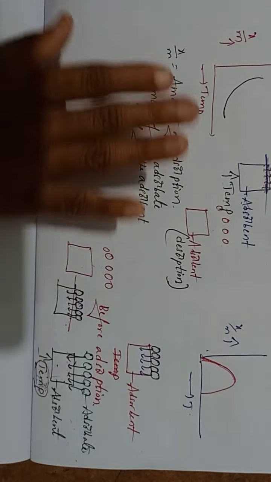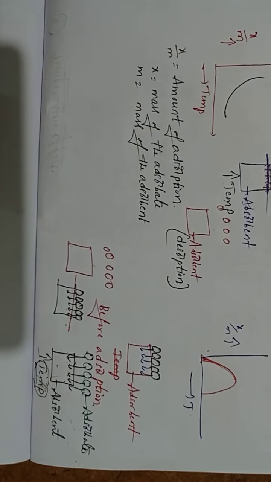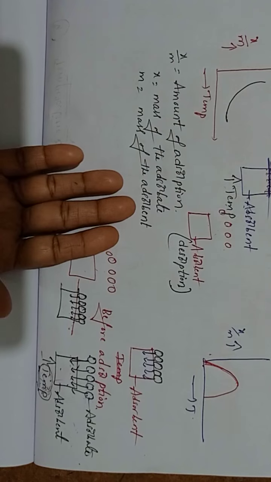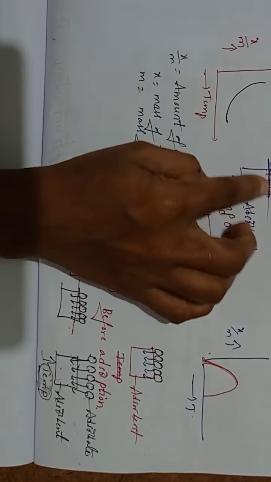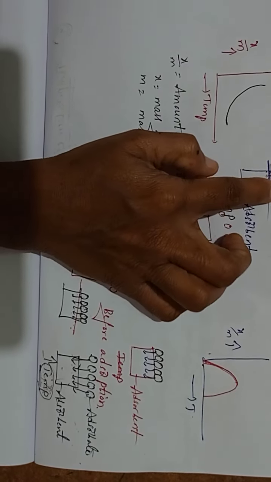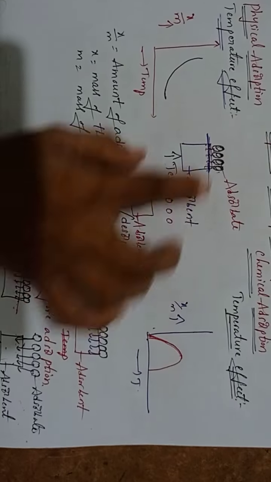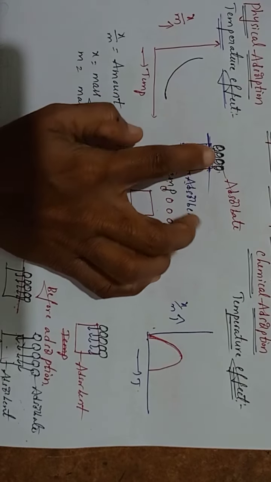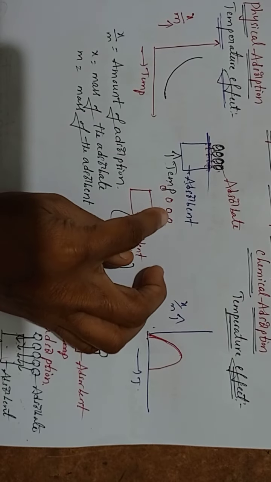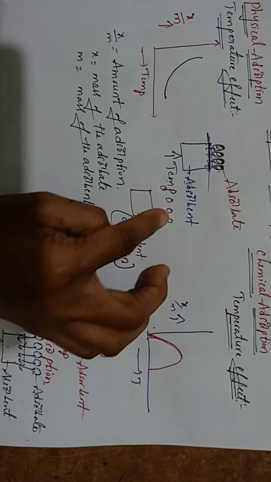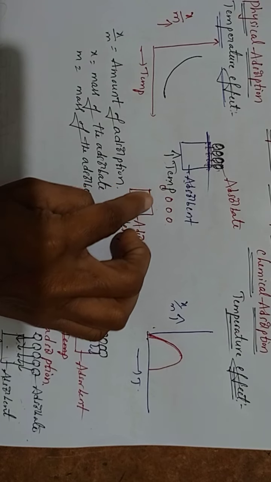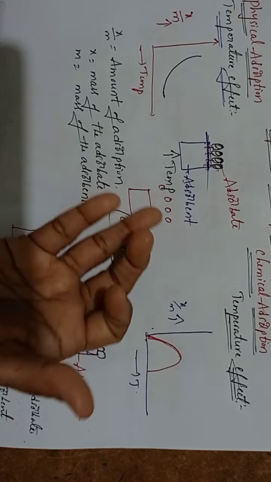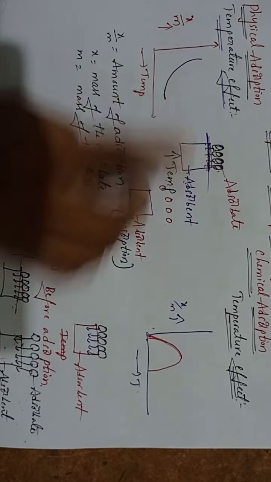So in physical adsorption, see students, whenever temperature increases, what will happen? There is a weak bond, no? Already between the adsorbate and adsorbent there is a weak bond. So whenever temperature increases, these bonds will break and the molecules move away from the surface. Clear? That is called desorption. That means the amount of adsorption decreases, because they are moving away from the surface. The graph is like this.